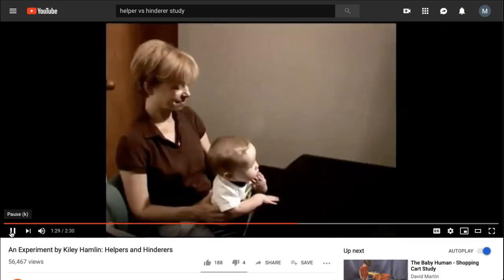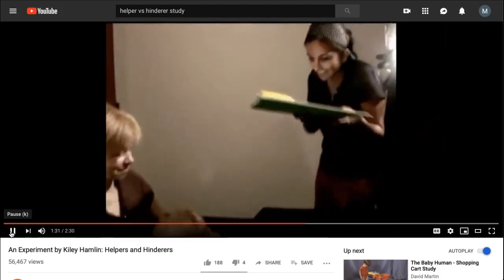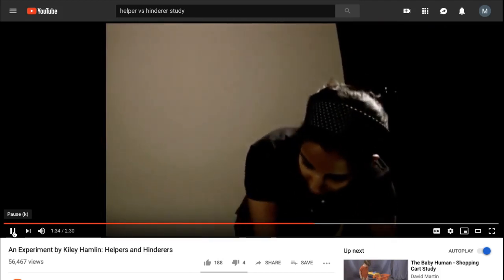An experimenter who did not see which character was which brings over the two characters to the babies and just sees which character the baby touches first.